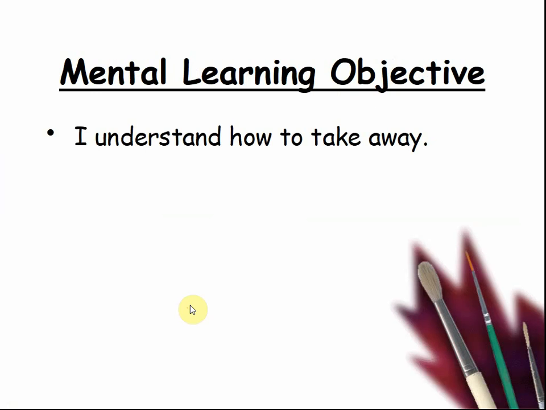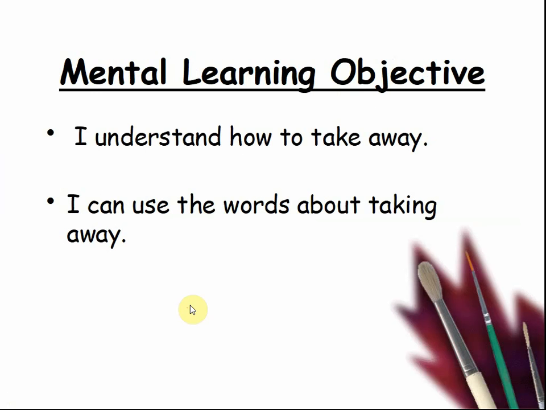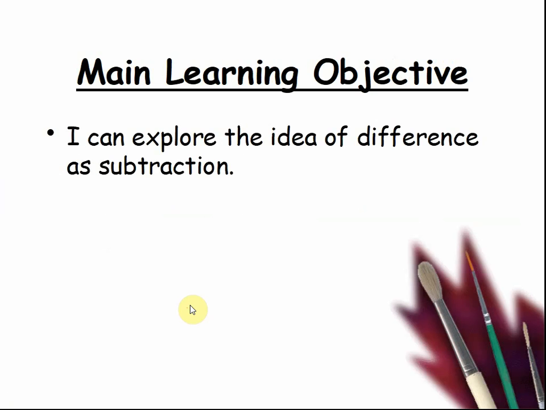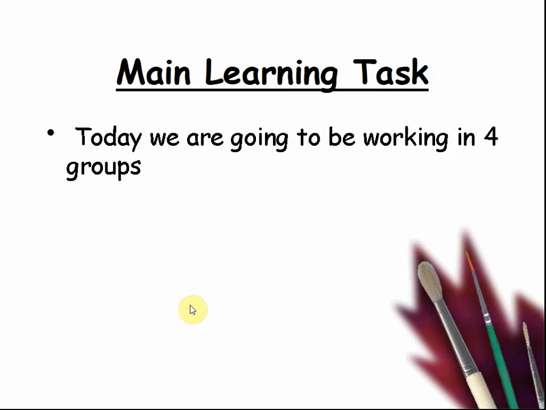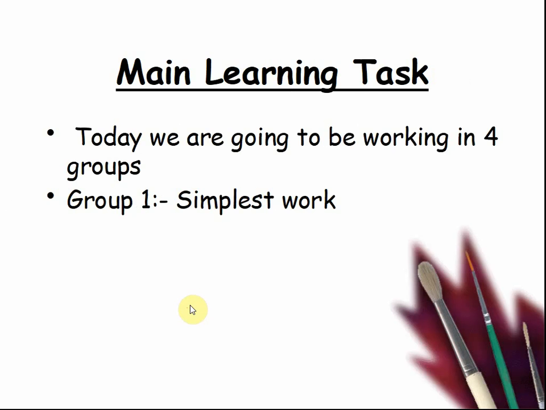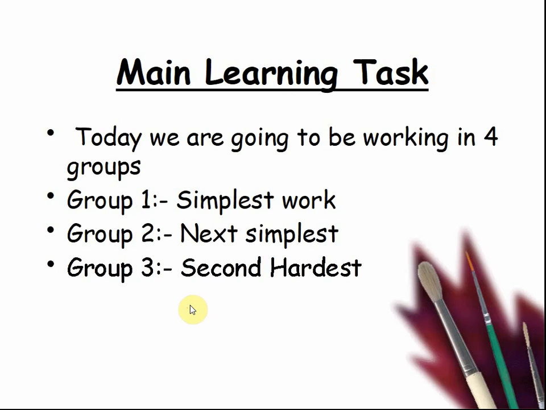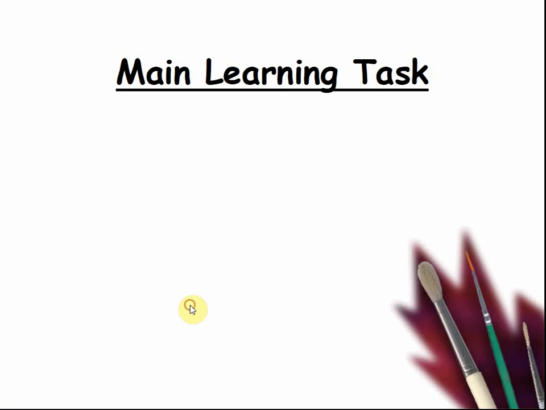I understand how to take away. I can use the words about taking away. Here's my main learning objective. I can explore the idea of difference as subtraction. My main learning task. Today we're going to be working in 4 groups. Group 1 does the simplest work. Group 2, next simplest. Group 3, second hardest. Group 4, rocket scientists. Here we go.